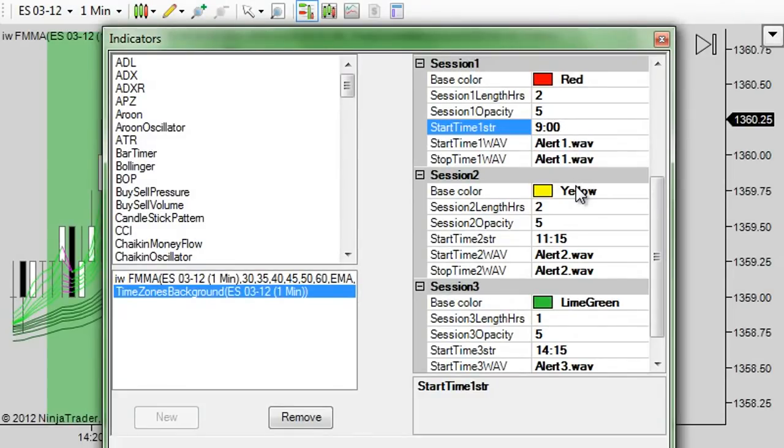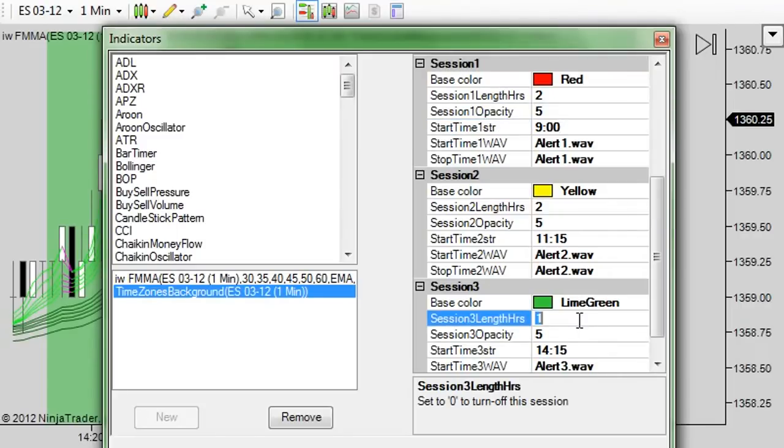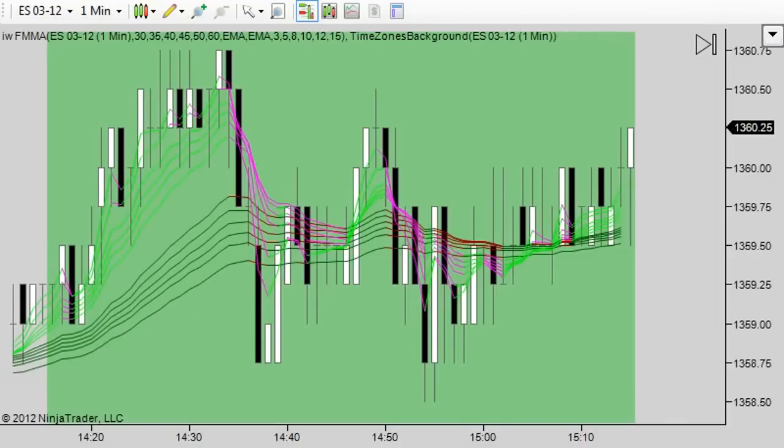We'll keep the lunch hour the same as yellow. We might want to trade that. And then we'll also keep the final period in green, and we won't make any changes there with the exception of extending that period just a little bit. So let's go ahead and apply our changes now and take a look at what we have.